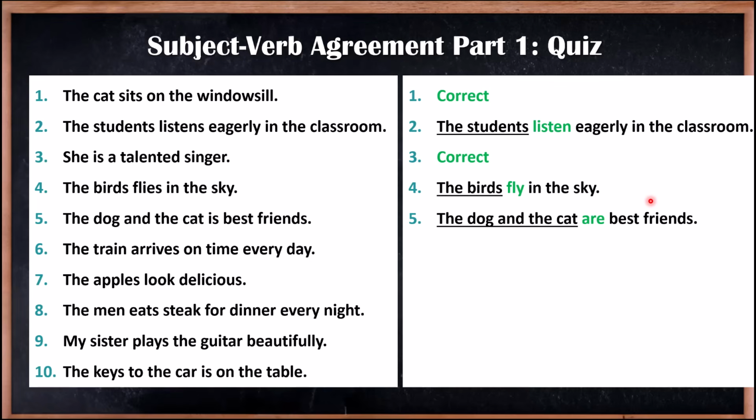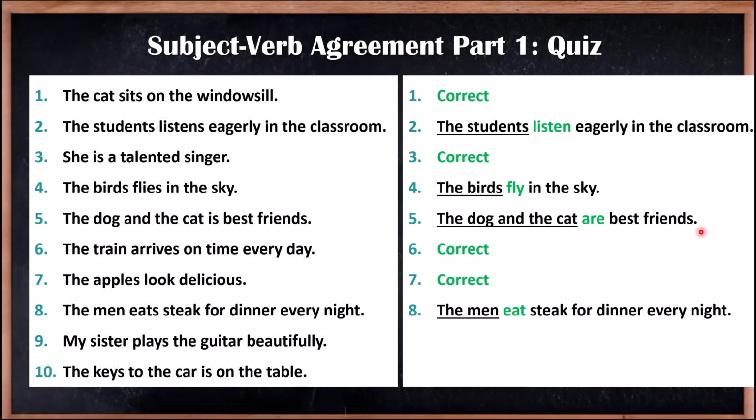Number 5 is also incorrect. We have a compound subject, the dog and the cat. Remember, when we join 2 subjects together with the coordinating conjunction and, we must have a plural form of the verb. In this case, are. The dog and the cat are best friends. Number 6 is correct. Number 7 is also correct.